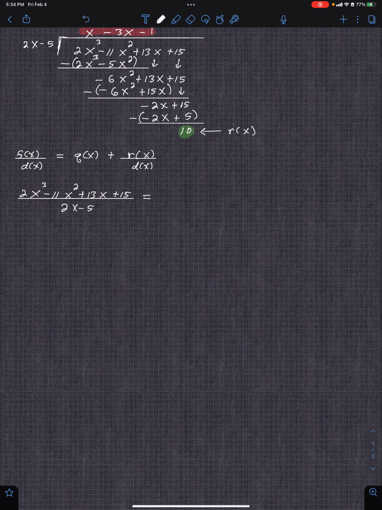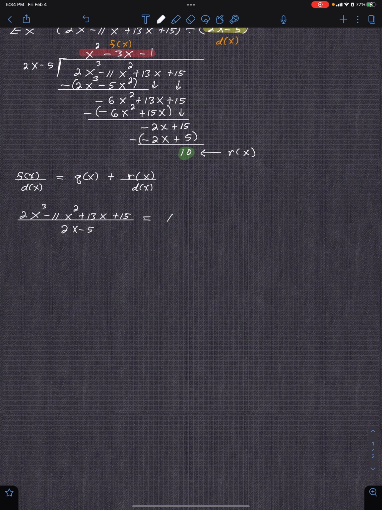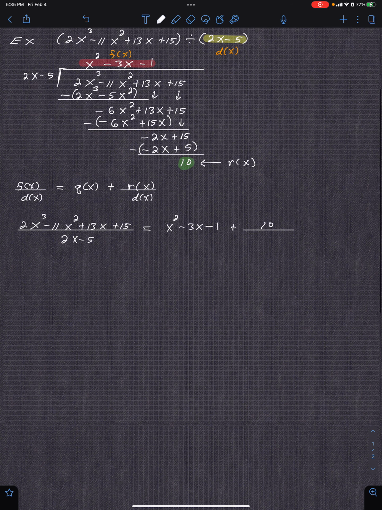All right, so let's write that out. So you get the quotient x squared minus 3x minus 1 plus the remainder, which is just 10, over the divisor, which is the 2x minus 5. And there we go.